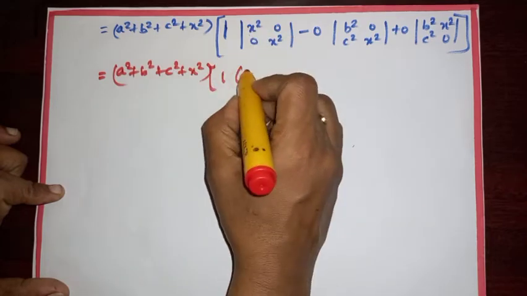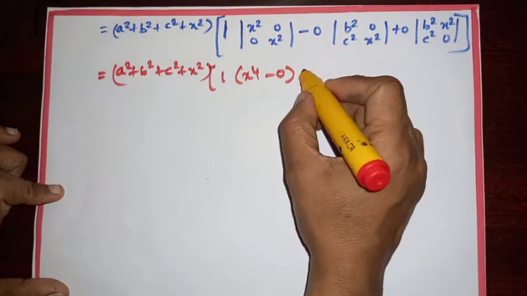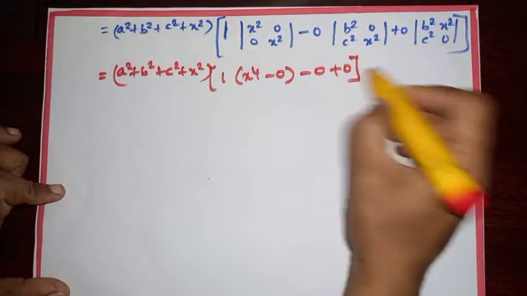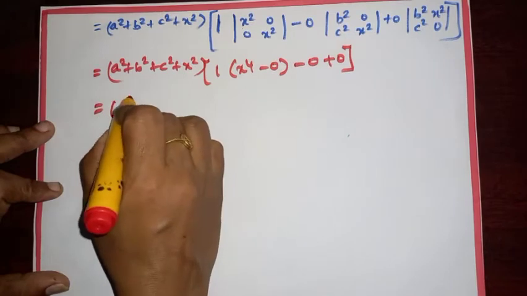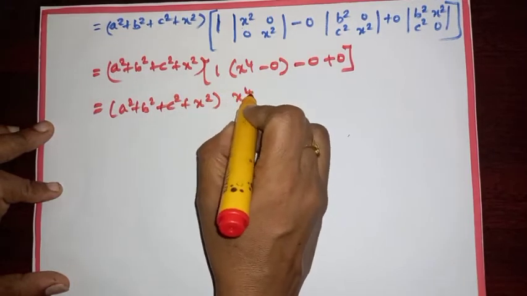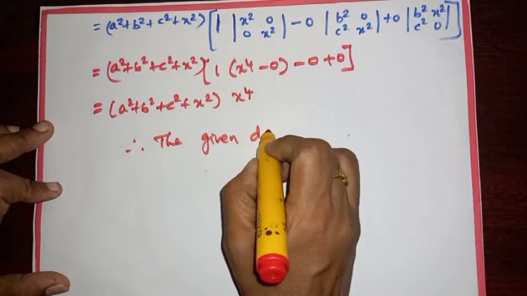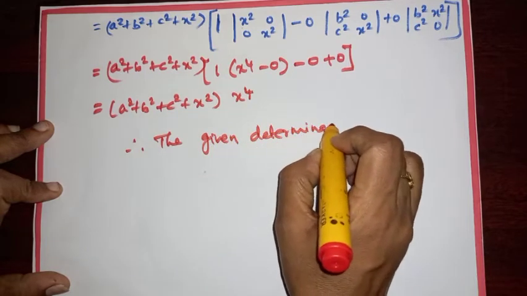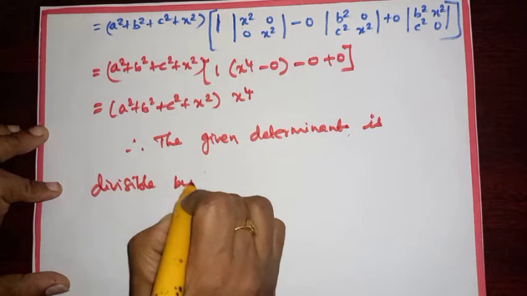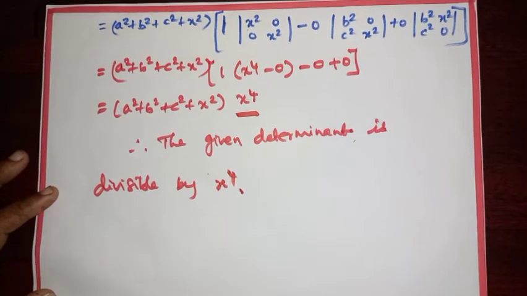1 x square into x square is x power 4, 0 into 0 minus 0. Minus 0 of the submatrix, that 2 cross 2 matrix also will become 0, plus 0 into 2 cross 2 matrix will become 0, which is equal to A square plus B square plus C square plus x square into 1 into x power 4 is x power 4. Therefore, the given determinant is divisible by x power 4.